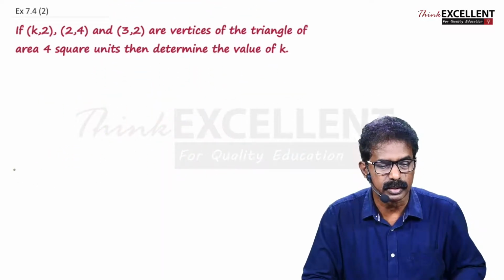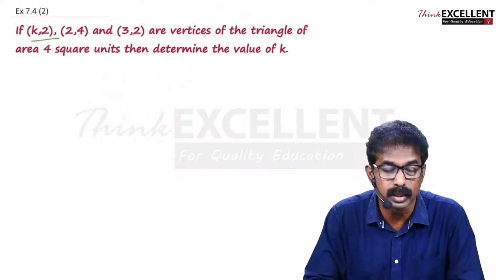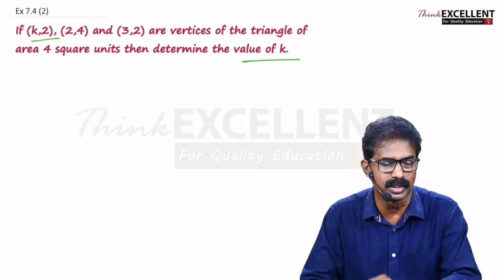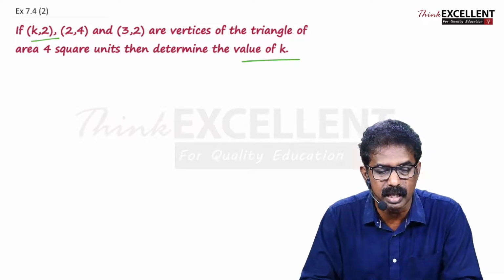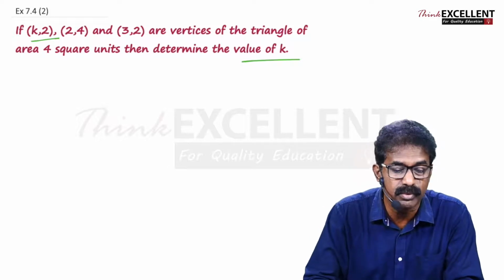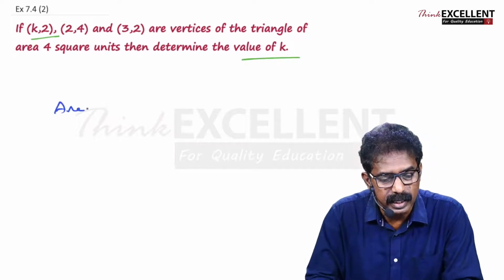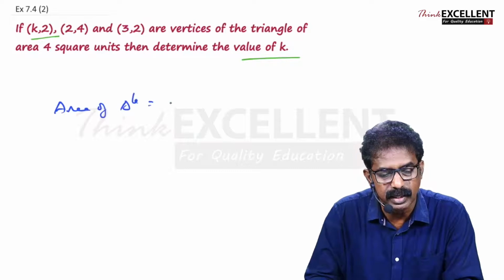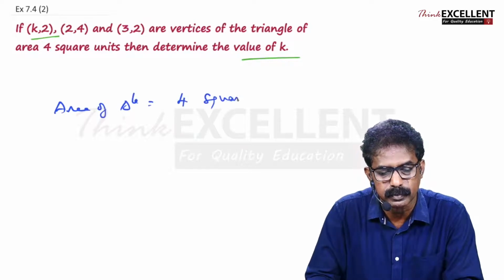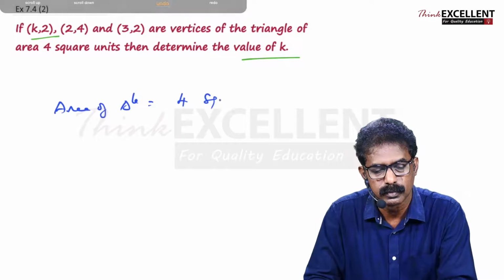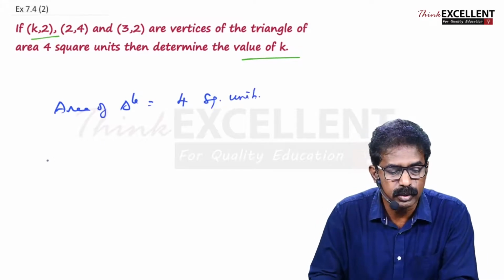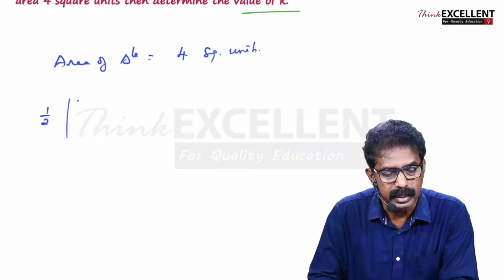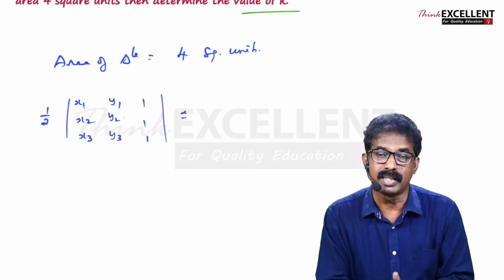Now let's move on to the next question. Please listen. If K2, an unknown is there, find the value of K, that's the question. K2, 2, 4, 3, 2 are vertices of a triangle of area 4 square units. Area of the triangle, you know the formula, half into x1, y1, x2, y2, x3, y3, 1, 1, 1. So equal to 4, they have given area 4.